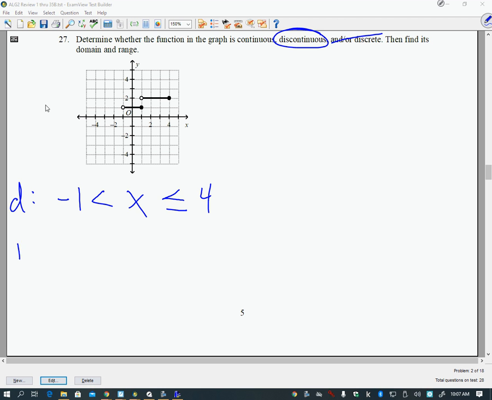Now what values does range refer to? Y values. Okay, so y what? What is the relationship of our y values?